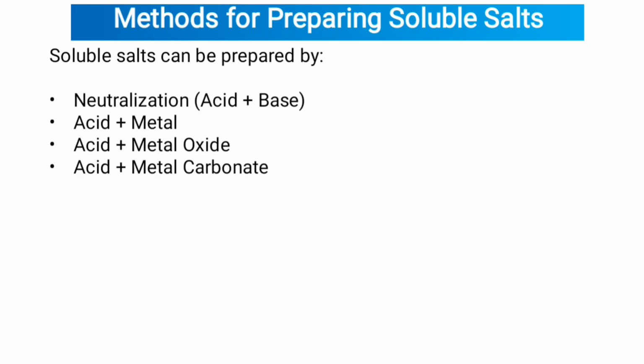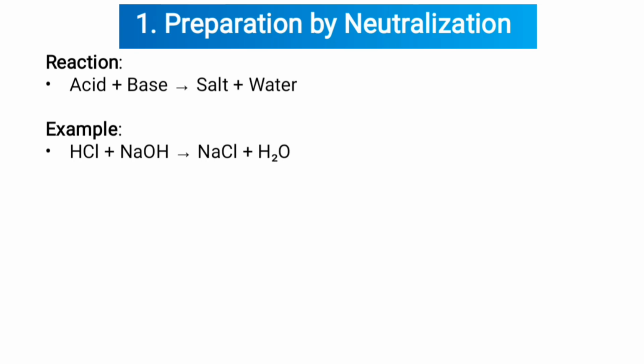Methods for preparing soluble salts. Dear student, soluble salts can be prepared by neutralization, an acid plus base reaction, also from acid plus metal, also from acid plus metal oxide, also from acid plus metal carbonates. The first one, preparation by neutralization reaction: acid plus base gives salt plus water. Example, HCl plus NaOH gives NaCl plus H2O.